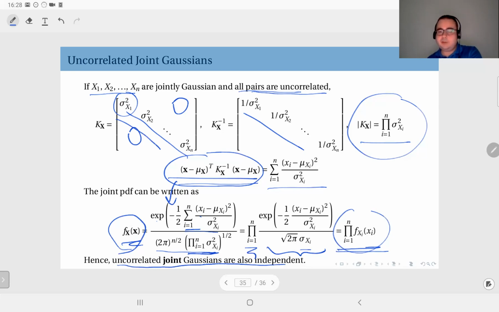This is also a very important property of the Gaussian distribution. Remember, in general, I have emphasized that uncorrelatedness does not imply independence. Independence implies uncorrelatedness, but it's not the other way around. But only for Gaussian distributions, uncorrelatedness also implies independence.